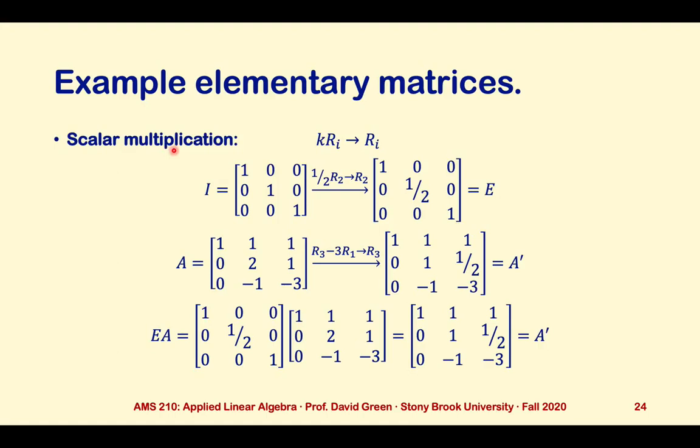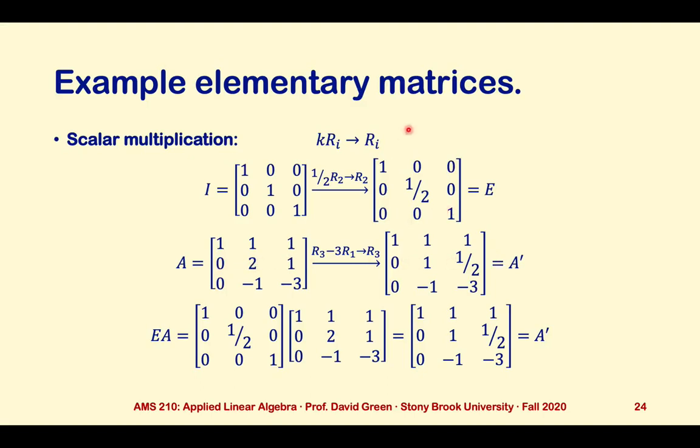Scalar multiplication. This is a quite easy one. Applying, say, the operation of half R2, scaling the second row by a half, to the identity would simply replace that second entry with a half for E. Applying the same operation to this matrix, scaling this row, gives 0, 1, half, as we have here.